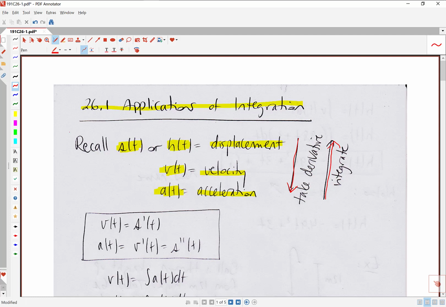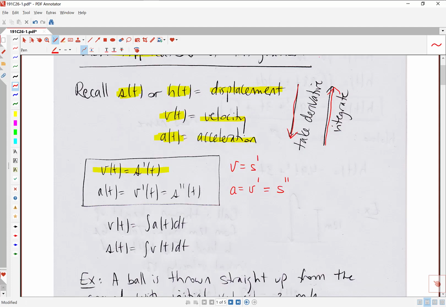So if we say this in terms of formulas, we could say v of t is the derivative of s of t. Or if you want to say that more quickly, you could just say v equals s prime. So velocity is the derivative of displacement. You could say acceleration is the derivative of velocity. You could also say acceleration is the second derivative of displacement.